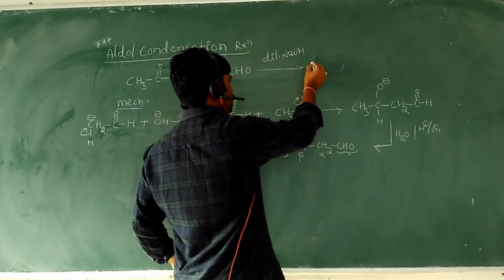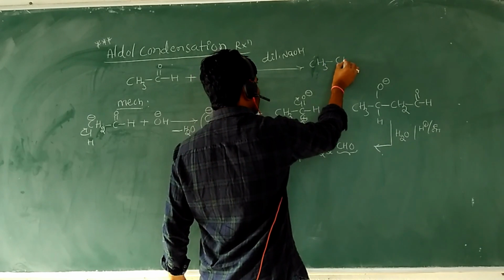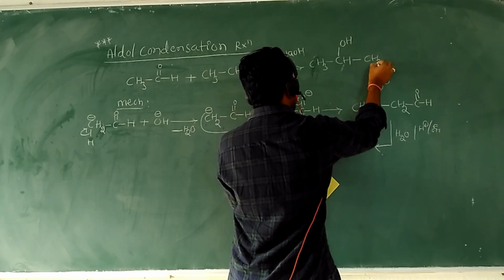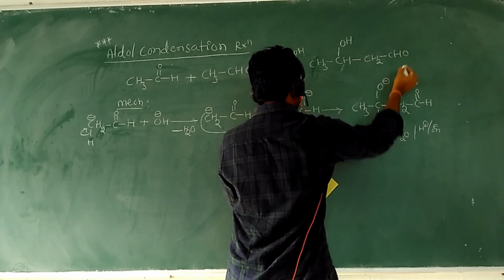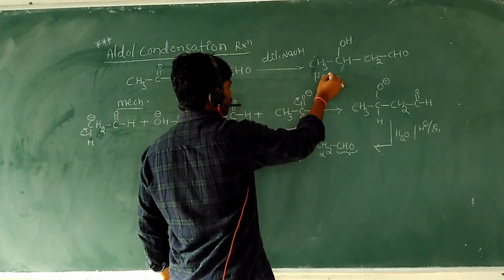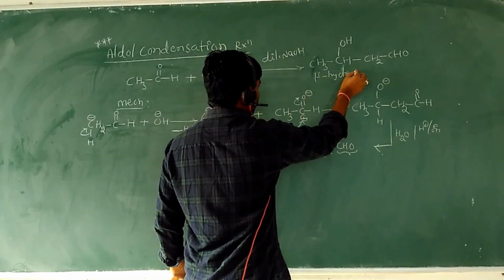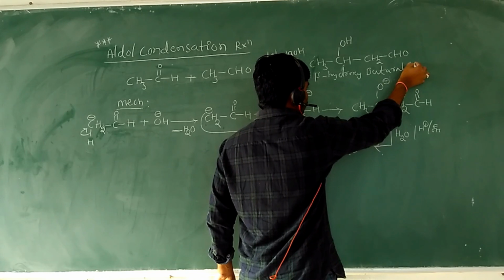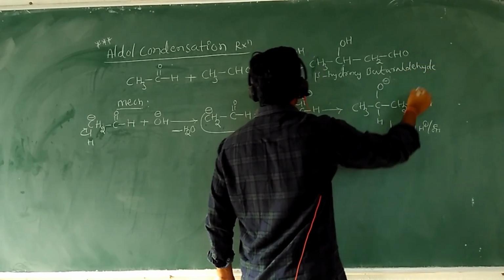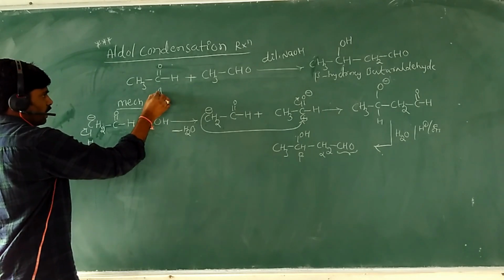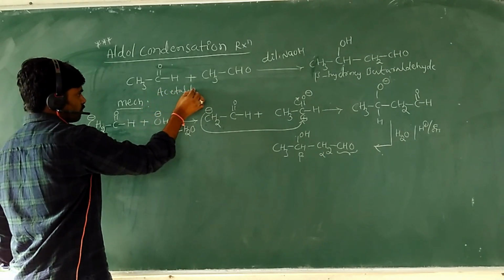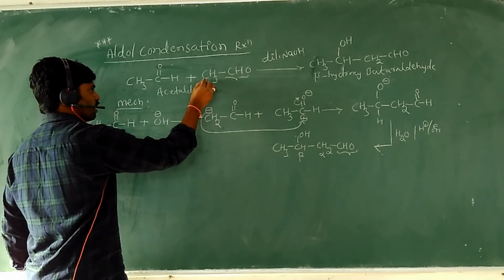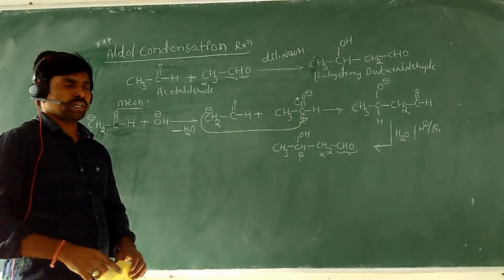That is butyraldehyde. So finally we get here CH3, CHOH, CH2, CHO. This is called beta hydroxy butyraldehyde. Is that clear? Now this is acetaldehyde. See here, this is a functional group. This carbon is the alpha carbon. Now these are the alpha hydrogens.